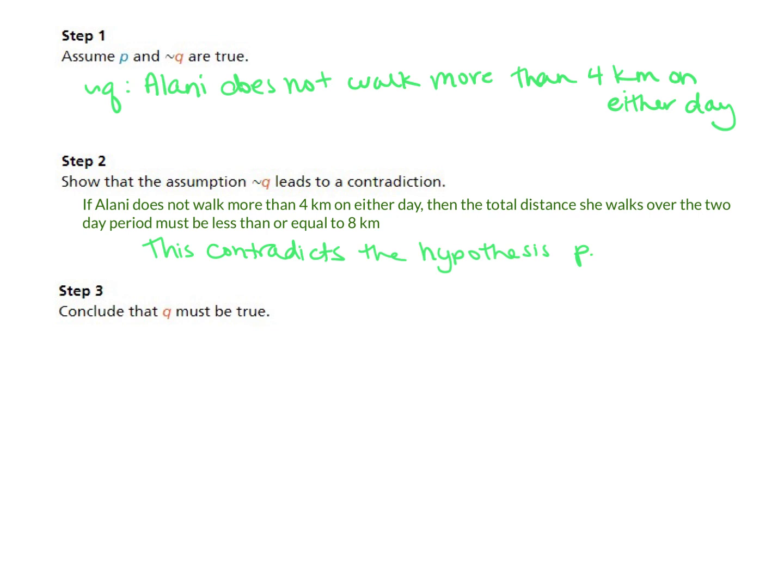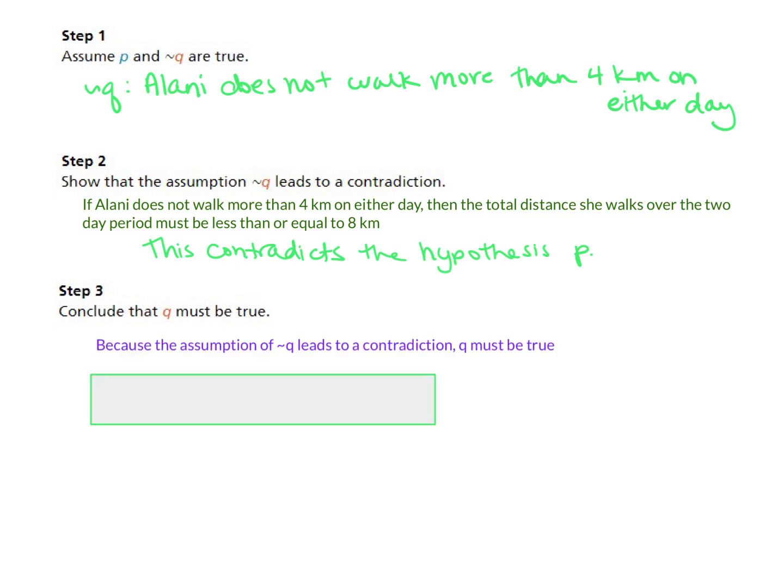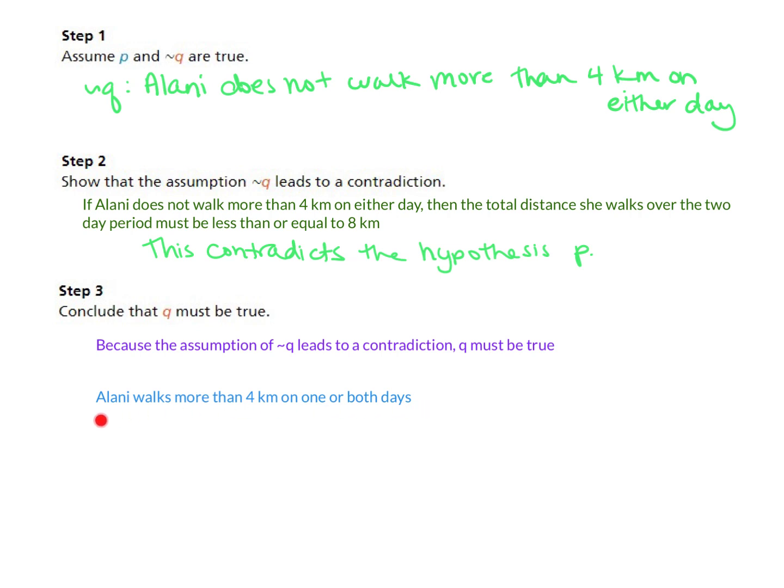All right, step 3, conclude that Q must be true. So because our assumption of not Q led to a contradiction right here, Q must be true. All right, so there it is typed up. Because the assumption of not Q, which is what we talked about up here, leads to a contradiction, Q must be true. So then Alani walks more than 4 kilometers in one or both days.